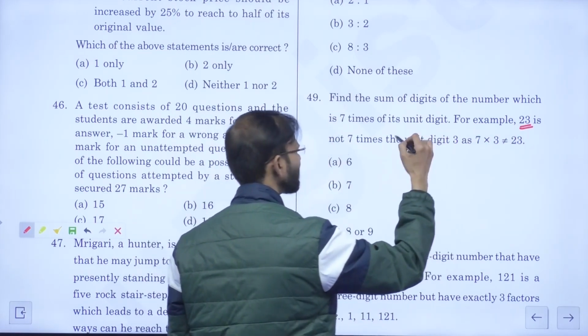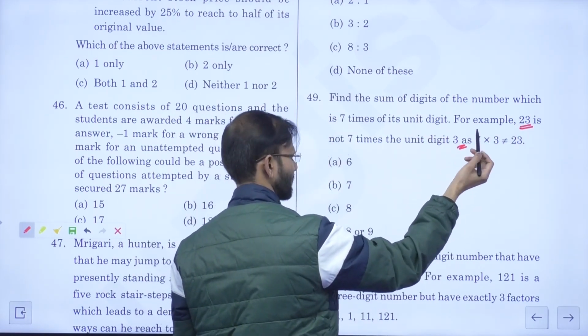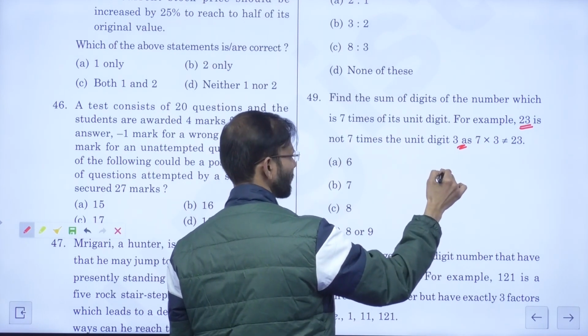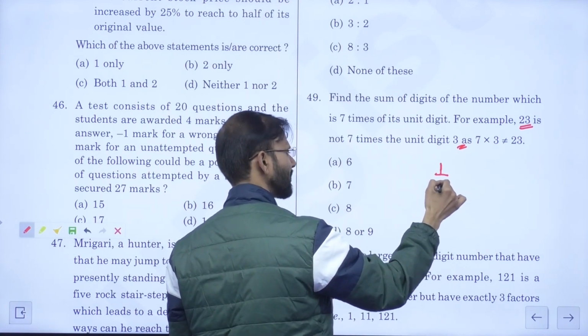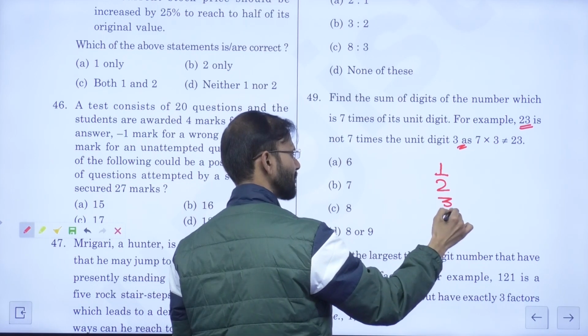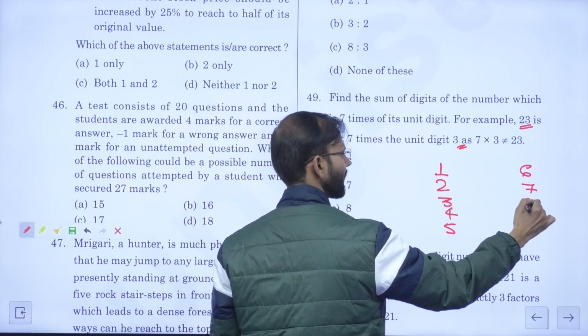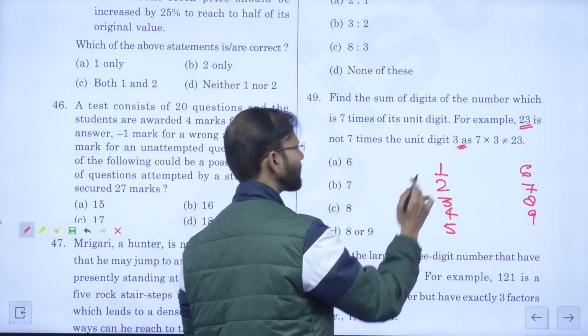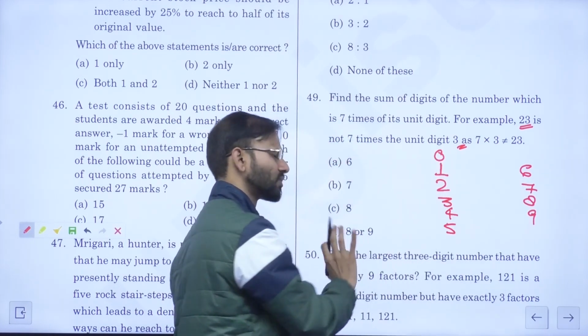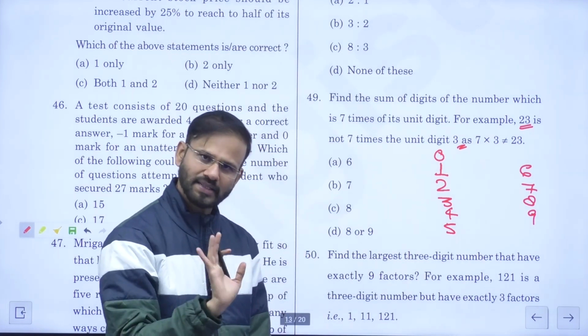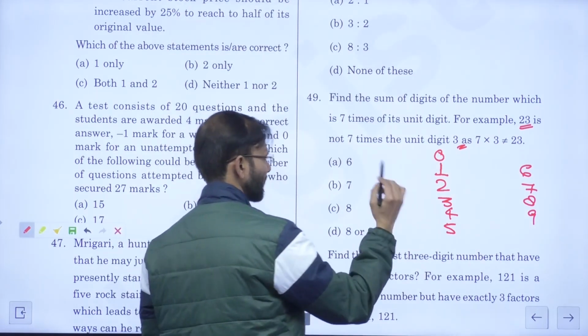For example, they are saying 23 is not 7 times its unit digit. So the unit digit can be 1, 2, 3, 4, 5, 6, 7, 8, 9, or for that matter, 0 also, right? Guys, just think about it.